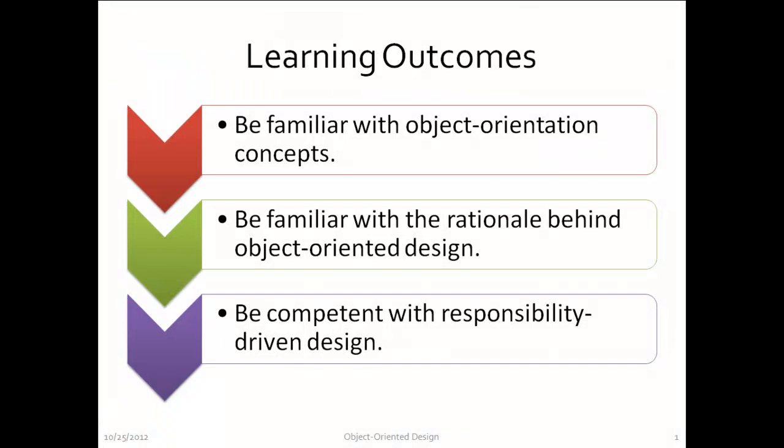From this lecture, we expect students to come away with 3 learning outcomes. Firstly, to be reminded of, become familiar with, once again, object orientation concepts. The second learning outcome is to become familiar with, or at least understand, the rationale behind OO design. That is, why do we do object-oriented design? And thirdly, which is the most important learning outcome, is to become competent with one technique for object-oriented design, which is pretty much a best practice nowadays, known as responsibility-driven design.